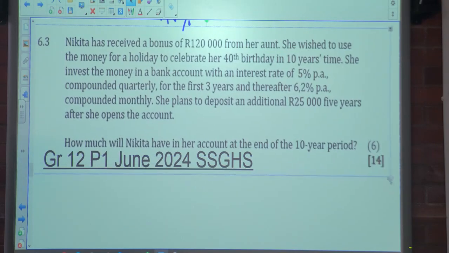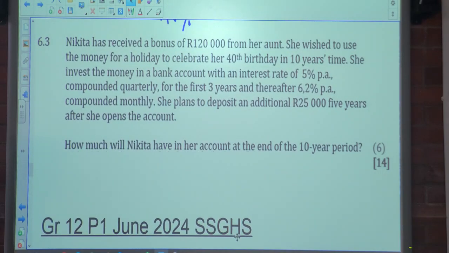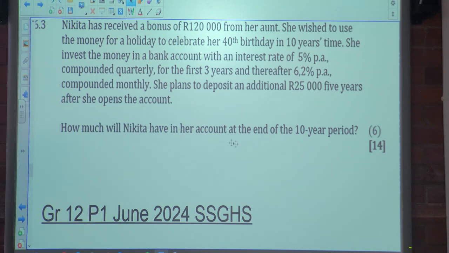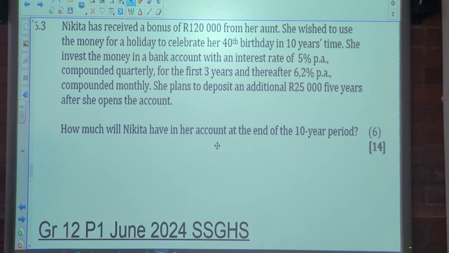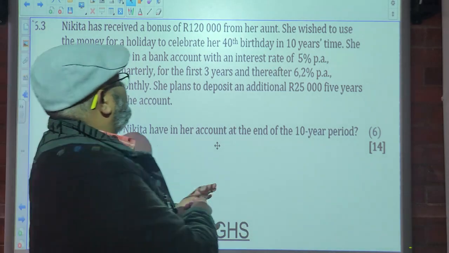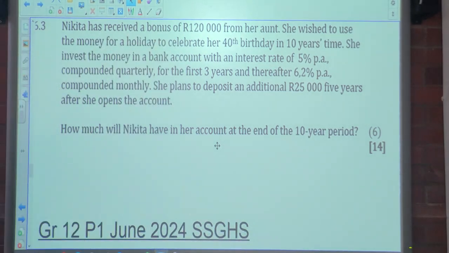Who's Nikita? You're absent. Why did Nikita get the summary? Nikita has received a bonus of 120,000. Nikita is not a teacher. Alright? From her aunt. She wishes to use the money for a holiday to celebrate her 40th birthday in 10 years' time. But we tell ourselves we're never going to reach it. Let's spend half of it now and the other half next week.